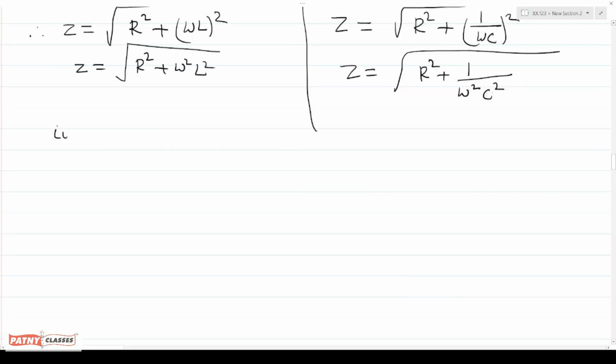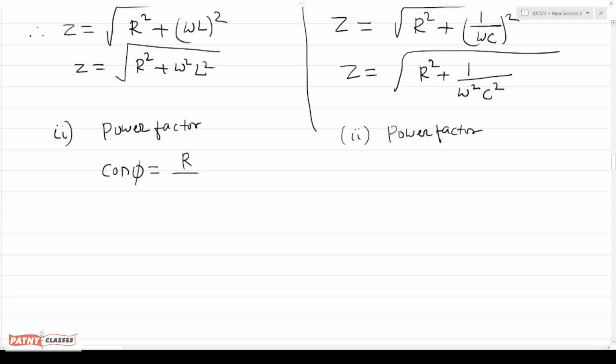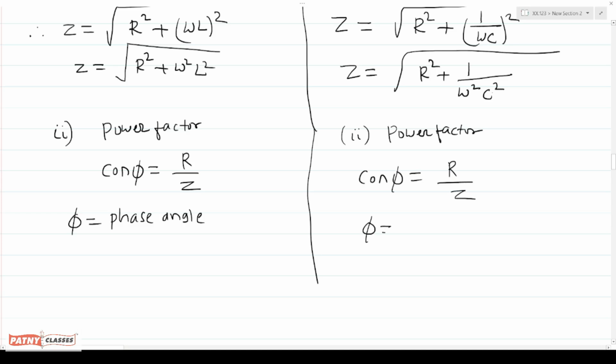Now the second part, that is the power factor. Power factor is given by cos phi equals R upon Z, where phi is nothing but phase angle. Same in case of capacitive circuit: R upon Z. Here also phi equals phase angle.